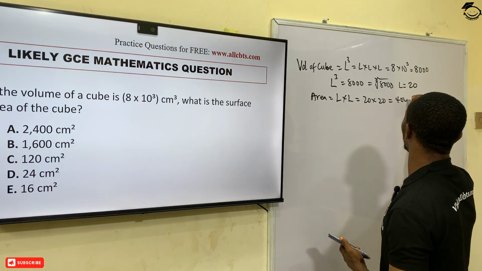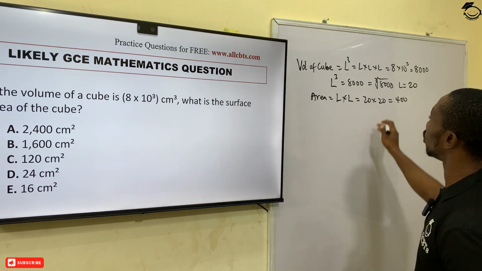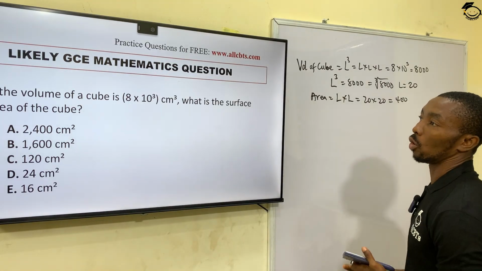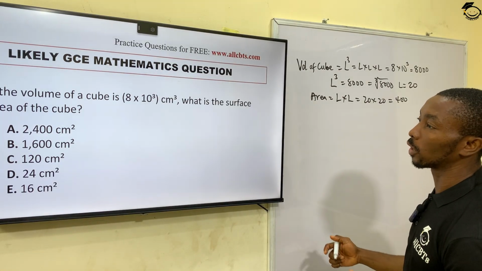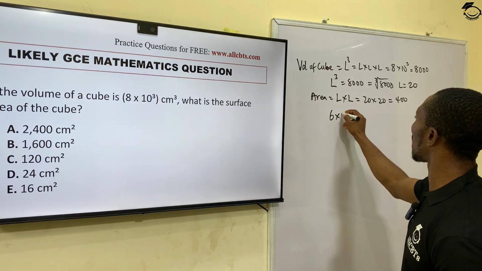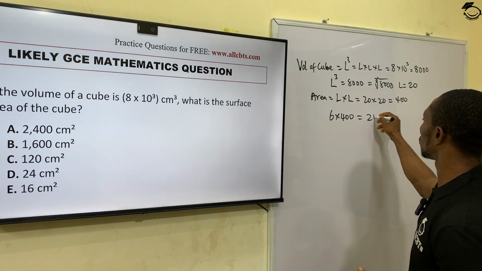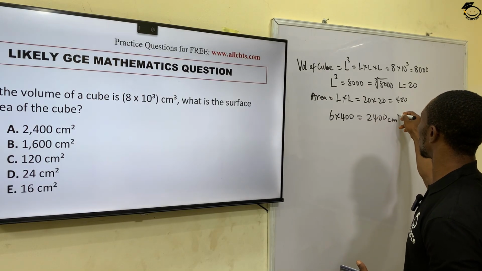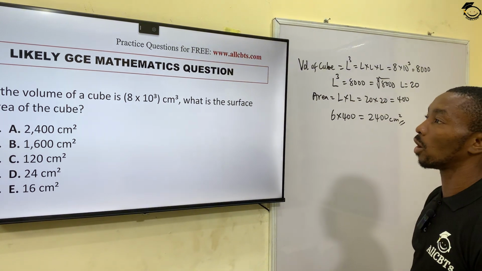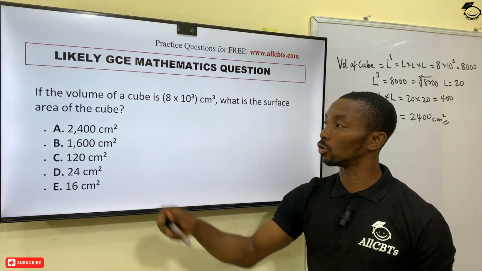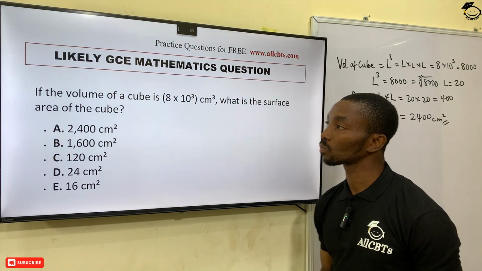All right, so if our area is 400 and we know a cube has 6 sides, the surface area of the cube will be 6 times 400 since it has 6 sides, which will give us 2,400 centimeters square. So the surface area of a cube with that volume will be 2,400 centimeters square.